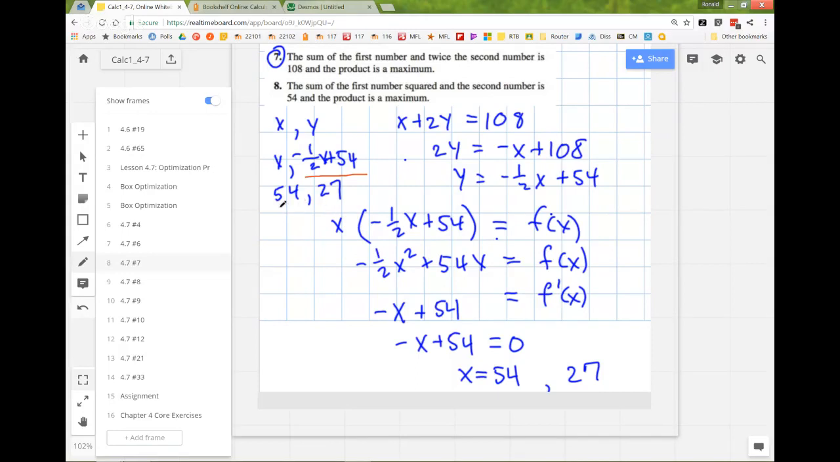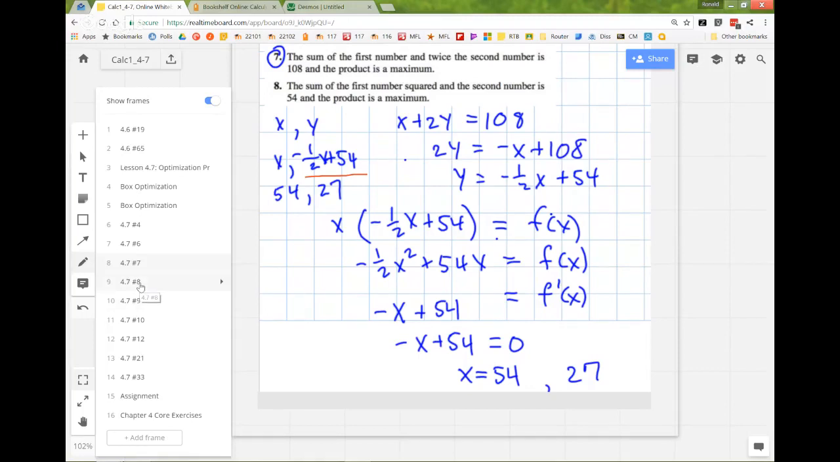Want to just check it? The sum of the first number, 54, and twice the second number is 108. So this plus 2 of these, that's 108. Any questions? All right.